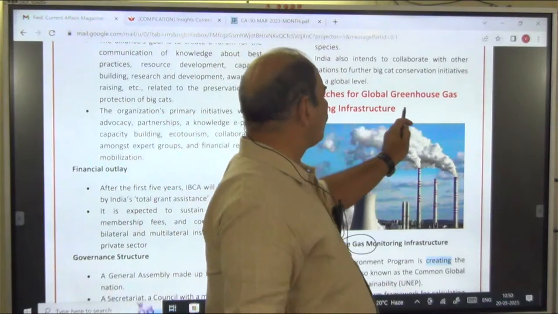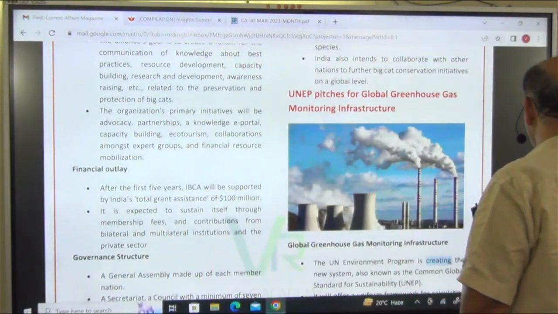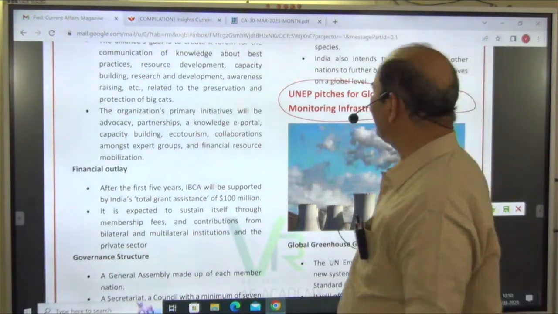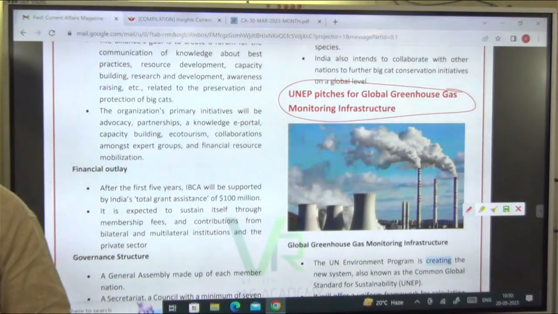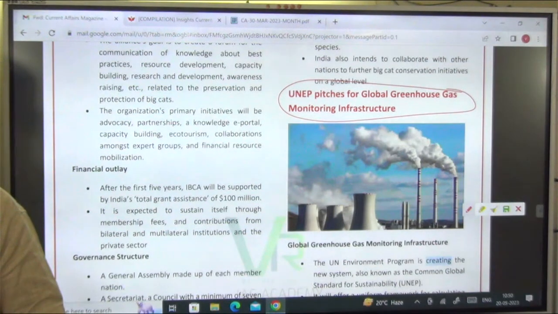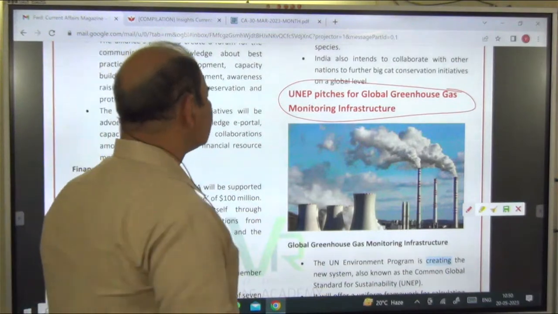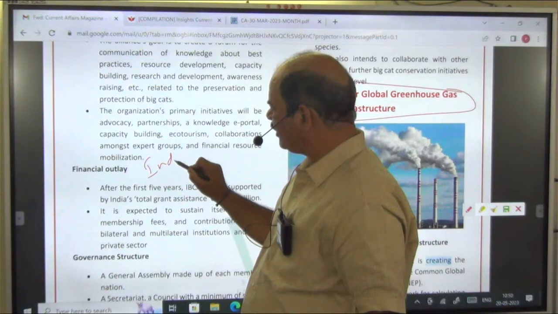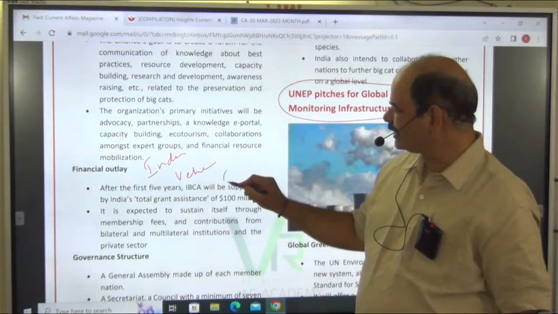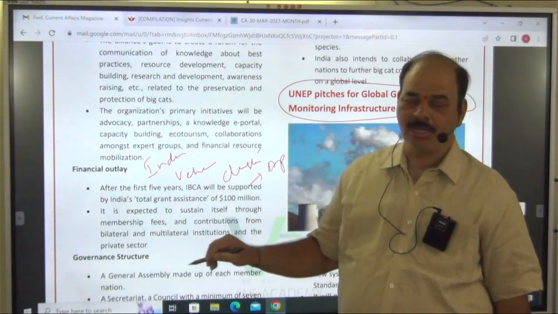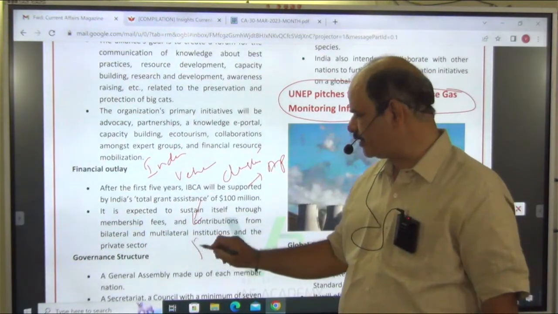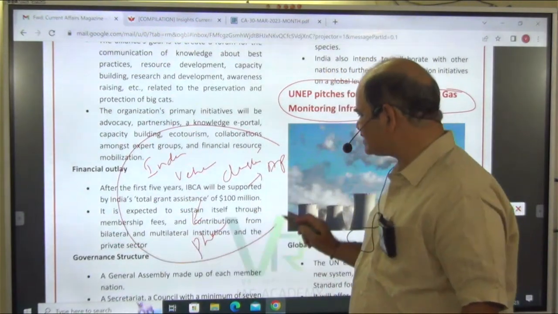Now, UNEP pitches for global greenhouse gas monitoring infrastructure. What is the aim of this global greenhouse monitoring infrastructure? See, now you are having different types of industries, different types of vehicles, and different types of clusters, like apparel parks. Like you can see, very near to Hyderabad at Amangal, a pharma hub is coming. See, in total, we are assessing the pollution.